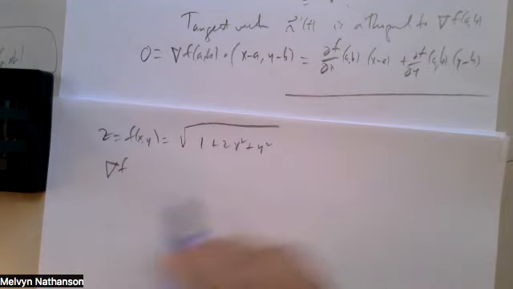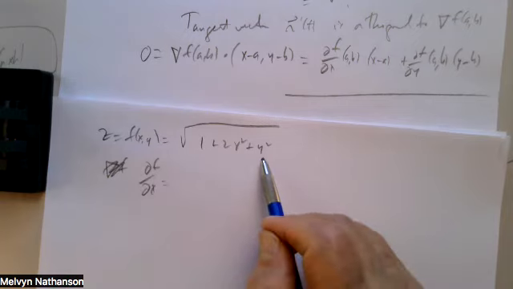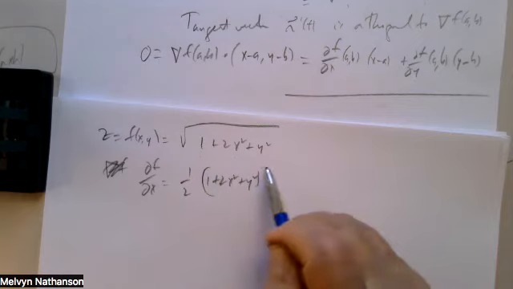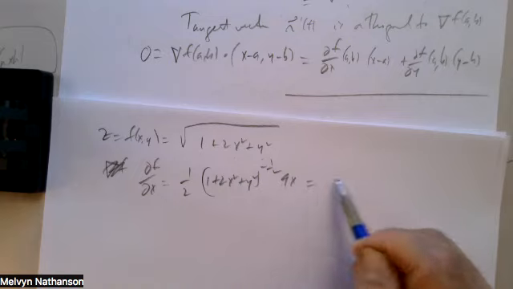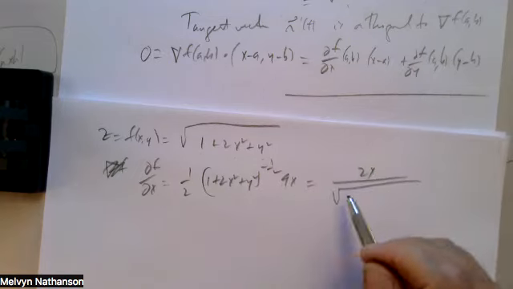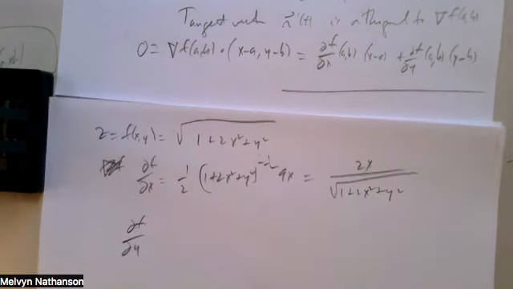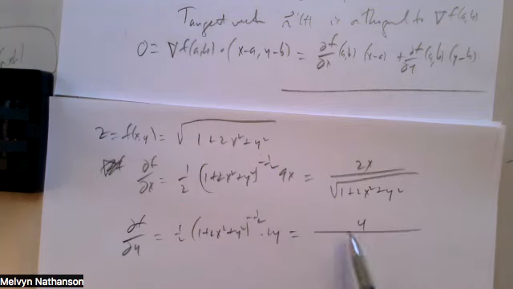Well, let's calculate the partial derivatives. The partial of f with respect to x: this is (1 plus 2x squared plus y squared) to the 1/2. So it's 1/2 times (1 plus 2x squared plus y squared) to the minus 1/2, times the derivative of this with respect to x, which is 4x. So this is 2x over the square root of 1 plus 2x squared plus y squared. Partial of f with respect to y is 1/2 times (1 plus 2x squared plus y squared) to the minus 1/2, times the derivative of this with respect to y, which is 2y. So we get y over square root of 1 plus 2x squared plus y squared.